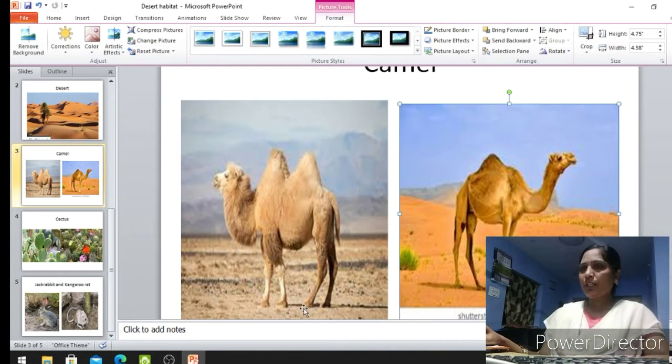And the other adaptation, when you see the legs of the camel, where I am moving the cursor, please see. Yes. These legs are padded legs, P-A-D-D-E-D, padded legs we'll call. Flat in shape they'll be.